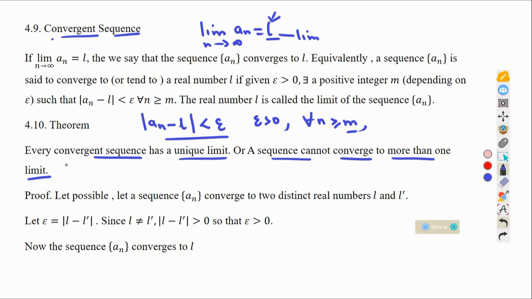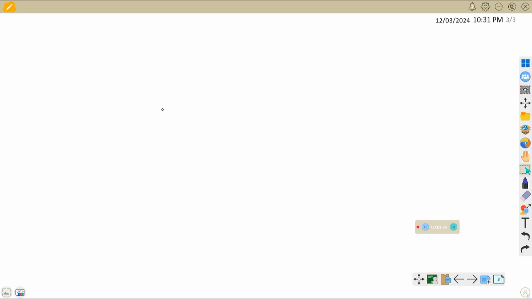Now, let us look at the proof. We want to prove that every convergent sequence has a unique limit. We shall prove this by the method of contradiction. So let us look at the proof.